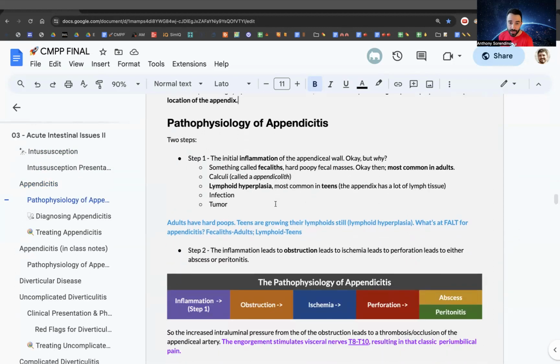Okay, the initial inflammation of the appendiceal wall exists. It just happens, right? But why? Something called fecaliths. These are hard fecal masses, and they're more common in adults, okay? There's also these calculi, which are appendicoliths. And then you have lymphoid hyperplasia, most common in teens. So I don't know, just think like kids have really big lymph nodes and they're still growing. So that's going to be most common in your younger population, in your teens. Older people are more prone to constipation and hard fecal masses, so that's going to be more common in adults.